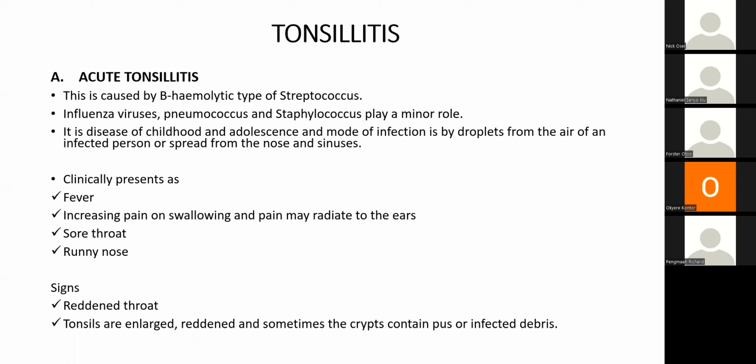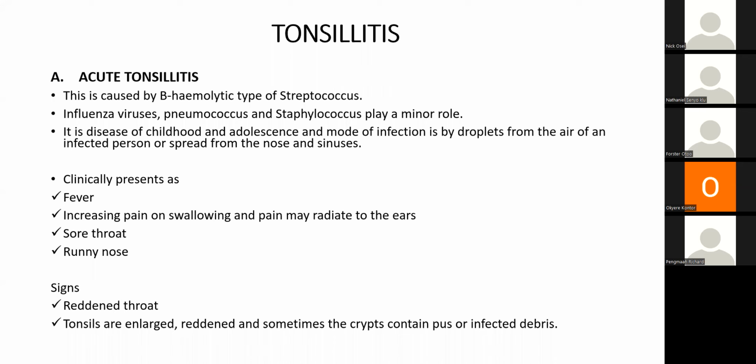It's usually a disease of childhood and adolescence. And then the mode of infection is usually when one comes into contact with droplets from the air of an infected person. And then this spread can be either through sneezing, through coughing, or any form of contact with an infected person.